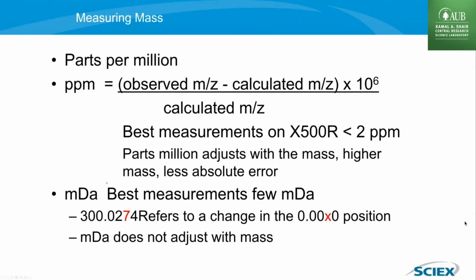And basically you take the difference, so you subtract those two and you divide it by one of them, and then you multiply by 1,000,000.